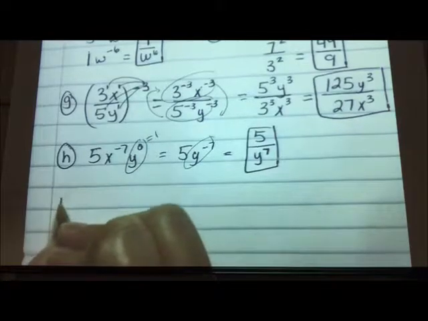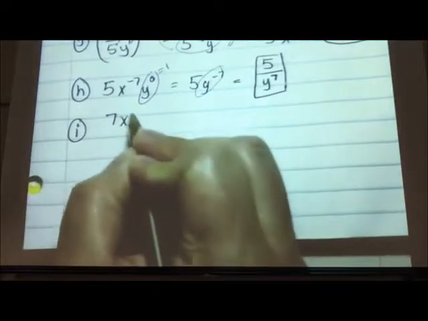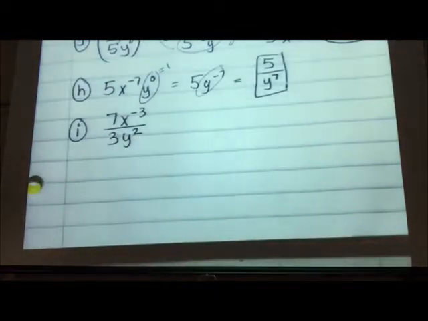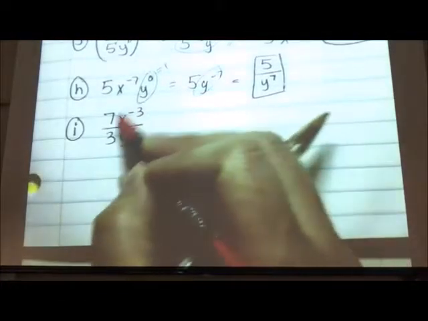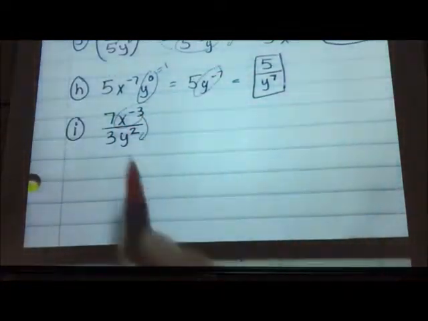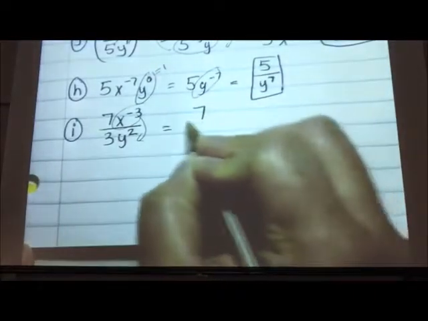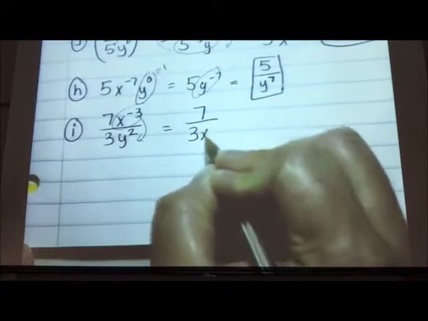Now, what happens if I end up with 7x to the negative third over 3y squared? So, what is the only thing that is wrong here? Can't do anything with the 7, but that x has a negative exponent. So, because it has a negative exponent, we have to move it to the bottom. Is there anything in the bottom that should be moved to the top? Do any of those have a negative exponent? No. So then this is just 7 over 3x cubed y squared.